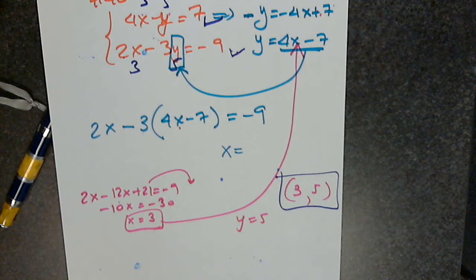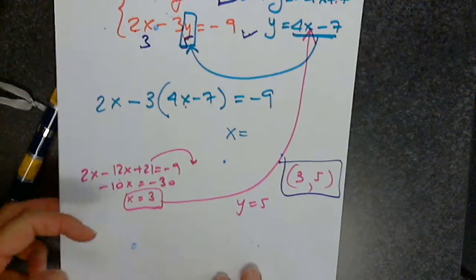And the second function has to be solved for y, because the calculator won't allow me to put it in. So I have negative 2x.